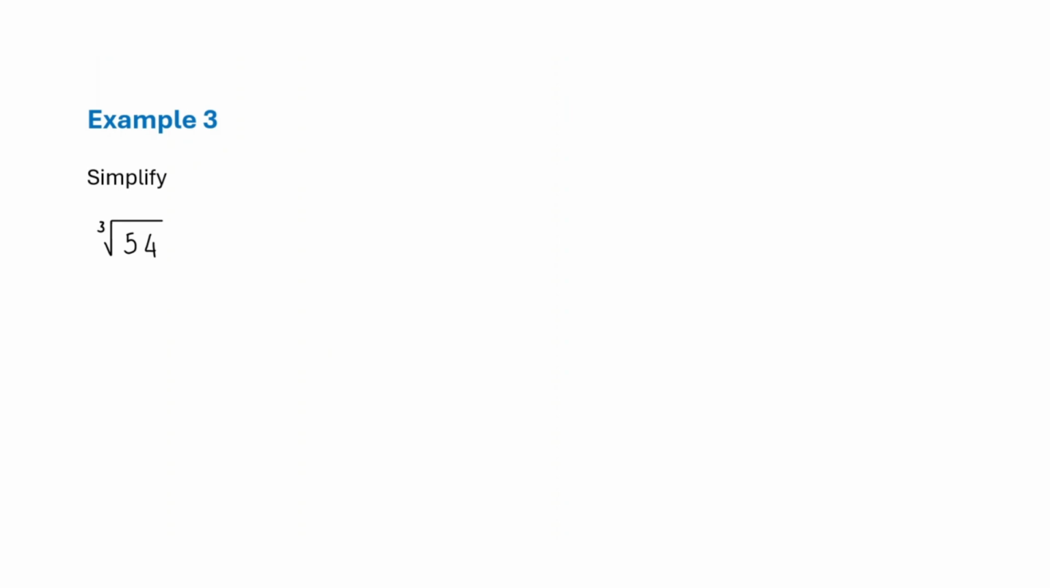This time, we need to simplify the cube root of 54. We'll start with prime factor decomposition. 54 is even, so we divide by 2. This gives us 27. 27 is divisible by 3. 27 divided by 3 is 9. 9 divided by 3 is 3, and 3 divided by 3 is 1.